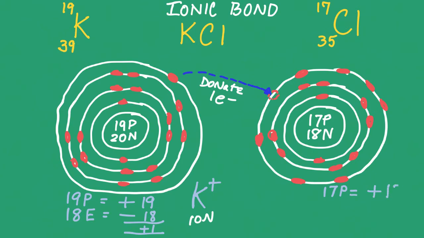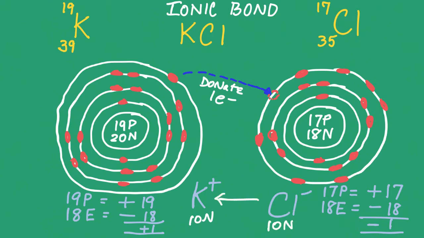Chloride, on the other hand, has become negative because it has received an electron and received an extra negative charge. So chloride ion and potassium ion, opposites attract, and they form potassium chloride, and this is held together by an ionic bond. Let's recap what we know about ionic bonds.